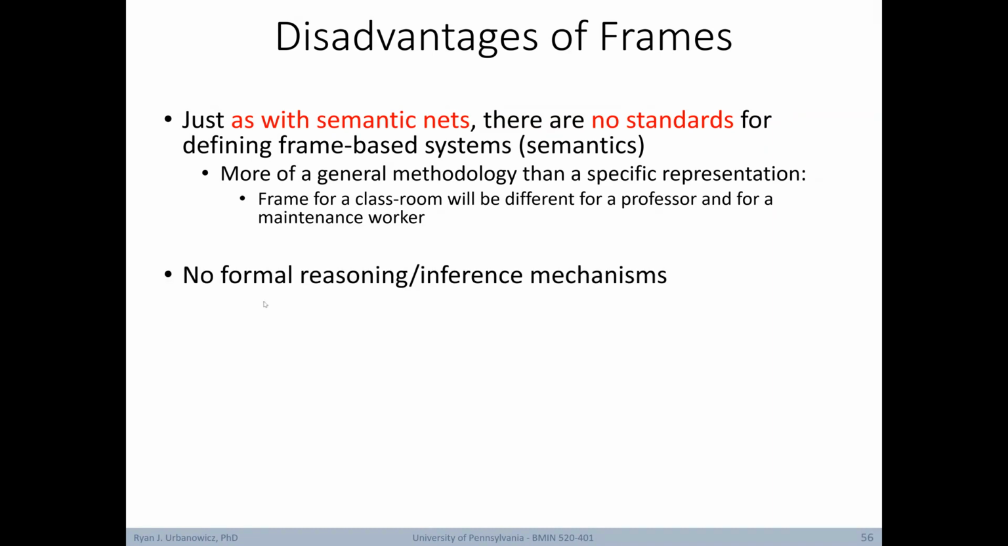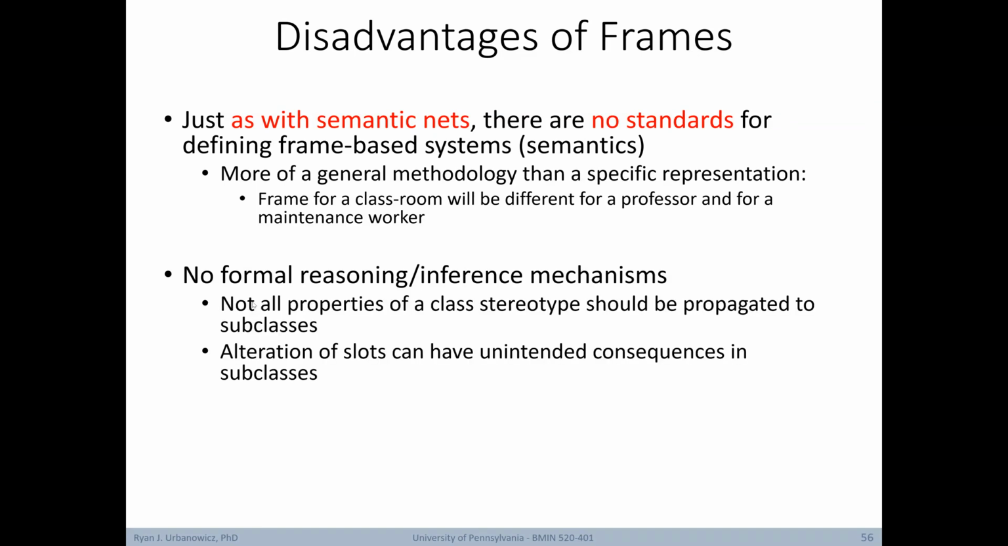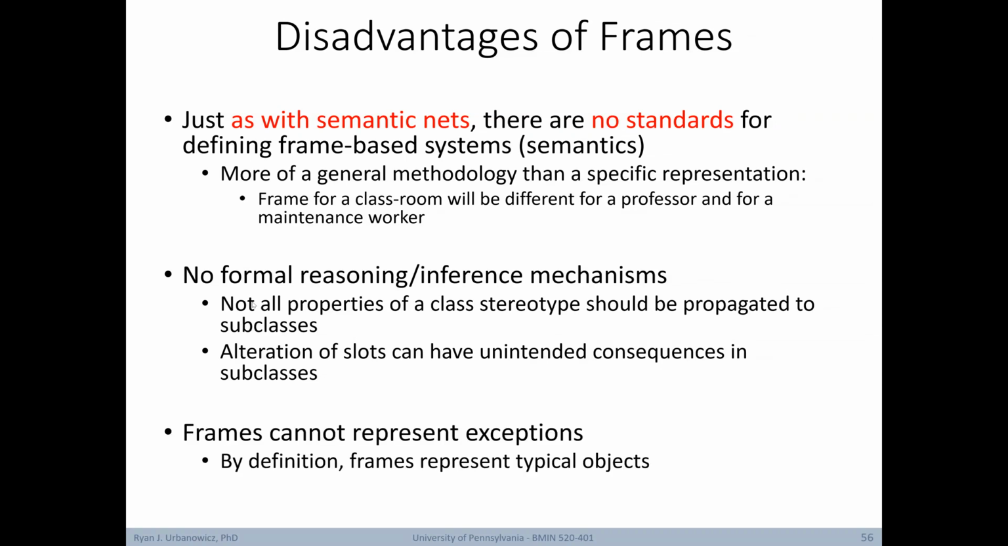Another problem with frames is that there's no real formal reasoning or inference mechanisms. For instance, we don't always want the properties of a class stereotype to be propagated to a subclass. Further, any alterations to existing slots can have unintended consequences in the subclasses it's connected to. Frames also cannot represent exceptions. By their very definition, frames represent typical objects.